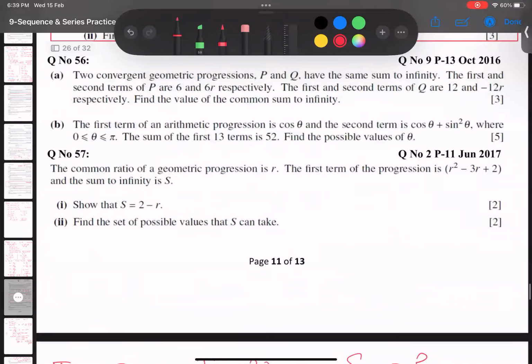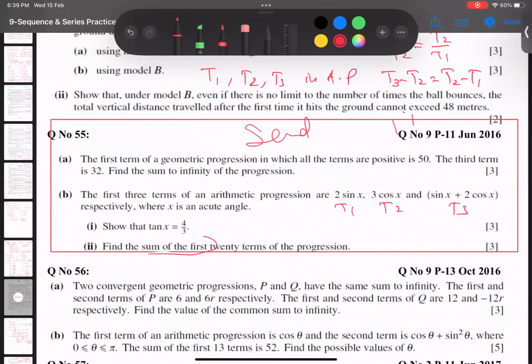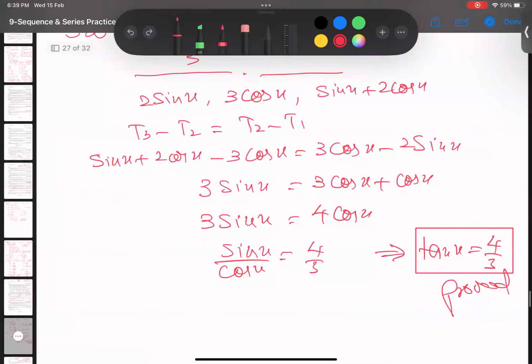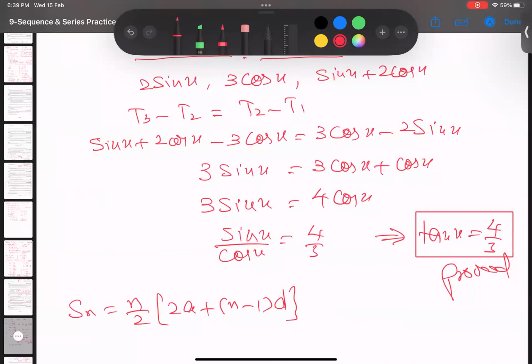So this part is done. And now go for the sum of the first 20 terms. So let's start. We know it very well what the basic criteria is. We have to find the sum formula: Sn is equal to n divided by 2 into 2a plus n minus 1 into d, because he said the sum of the first 20 terms.